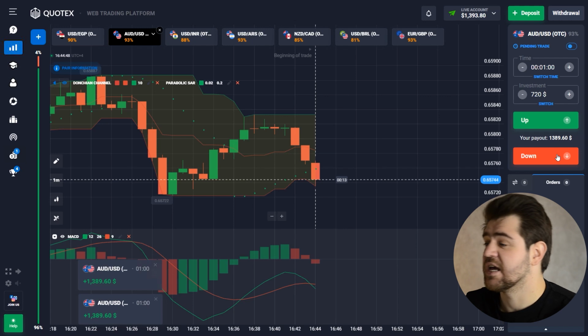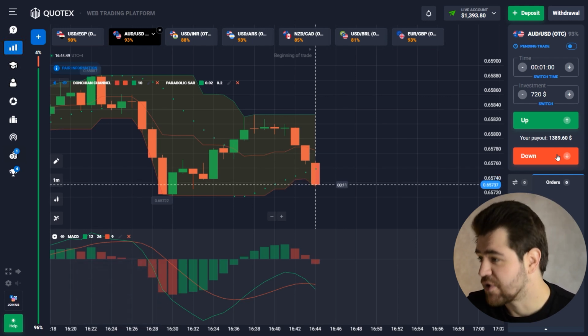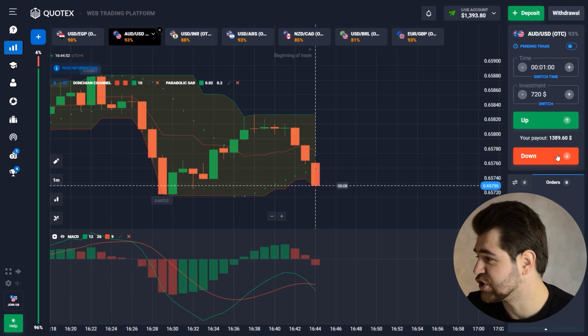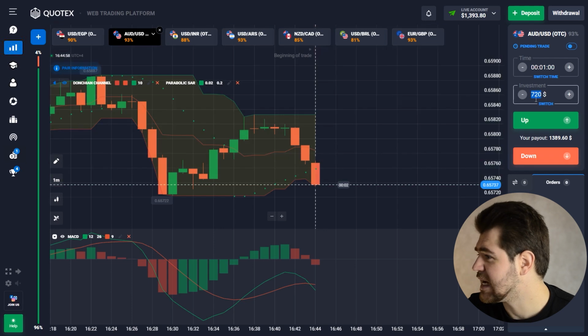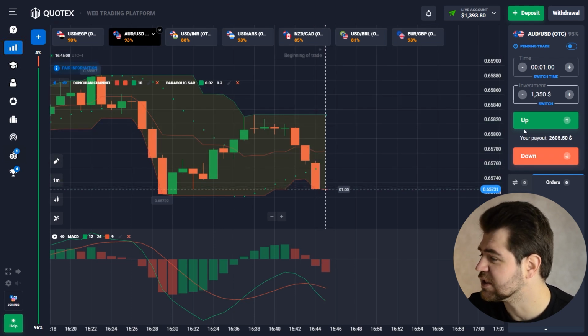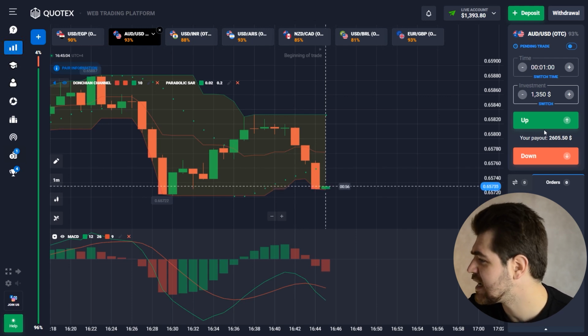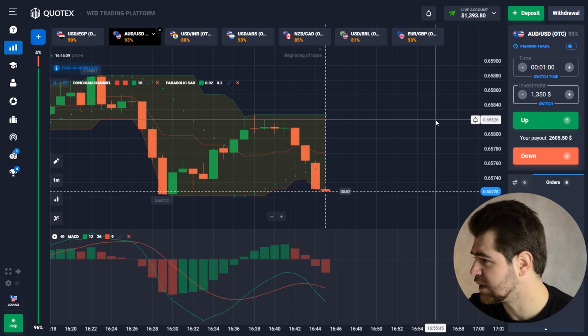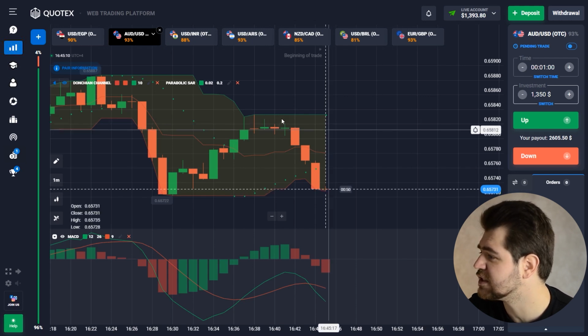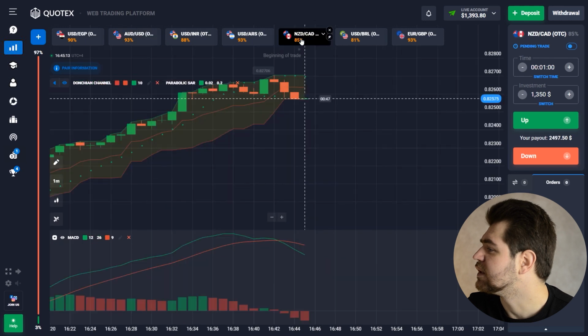And this is a 4 figures profit already from this option. 93%, which is quite nice as well. One of the highest payouts. We're gonna change this to 1350, and let's make our next option. We're gonna go to a different currency, this one here.